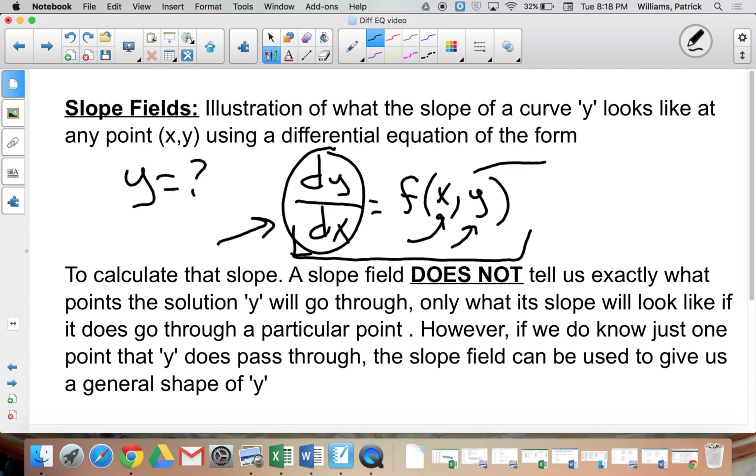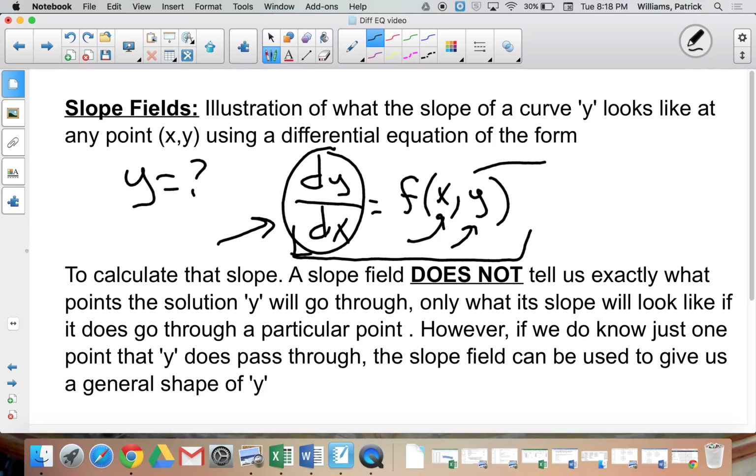Or one thing we could do is we could use that differential equation to draw out a slope field. Just basically say, okay, if the solution happens to pass through any of these x and y points, this is what its slope would look like at that particular point.